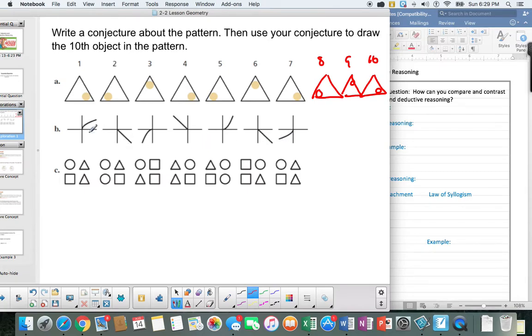I'm going to look at the pattern. It looks like a curve on this first quadrant. Then this quadrant is a straight line, a curve, a straight line, a curve, a straight line, a curve. And so this one is going to have the straight line. This one will have the curve, and then this 10th one is going to have the straight line. And I'm not going to do part C. But this is an example of looking at patterns.